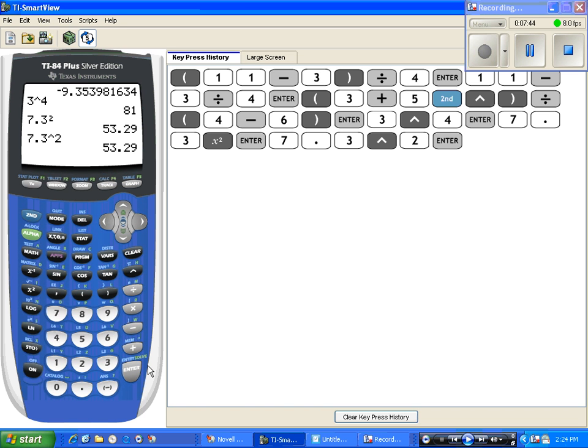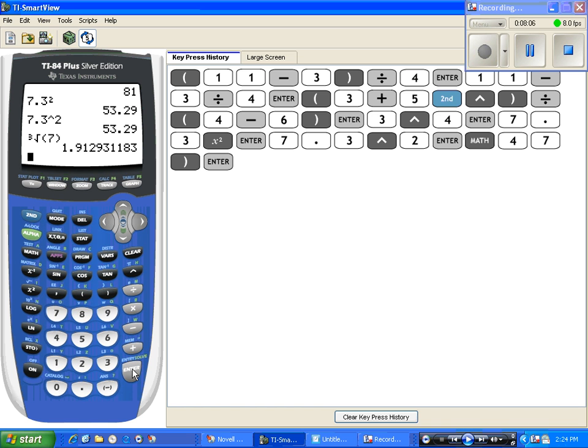Okay, roots are actually a different type of exponent. We have square roots, we have cube roots, we have fourth roots. The cube root is 7. There's a couple ways you can do this. One way you can do it is to go into the math menu, and we do have a cube root option here, number 4. We can do the cube root of 7.